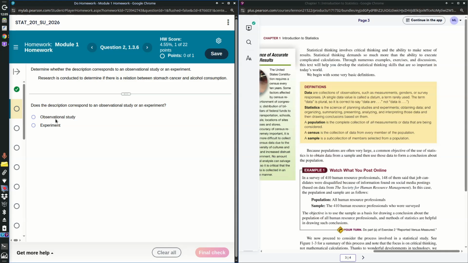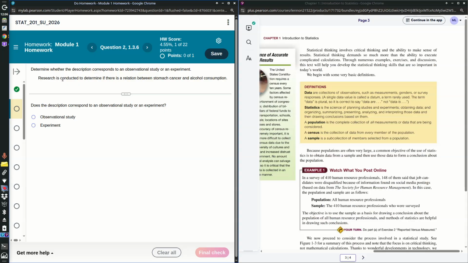So observational study versus experiment. A lot of times when we're dealing with humans, we can't do experimentation because of ethical concerns and other reasons. But the difference mainly between an observational study and an experiment is an experiment has a control, meaning one group is being tested that has a treatment and the other one is given a placebo treatment. Whereas in an observational study, you're just kind of observing what's going on, but you're not able to prescribe a treatment and a control. So let's see what's going on here.